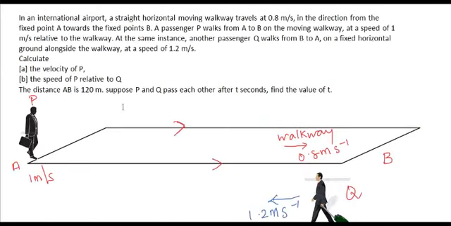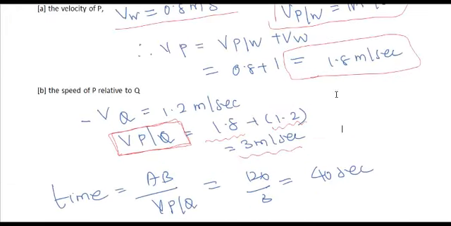Right? The last part is the distance AB, the distance between positions A and B, is 120 meters. Suppose P and Q pass each other after t seconds. Find the value of t. Now it's very simple, same like the previous case we have done in the previous lecture. Time is nothing but distance upon the speed. The distance is 120 and the speed is 3. This is the relative speed we calculated in the B part. So if we divide, they'll cross each other within 40 seconds.